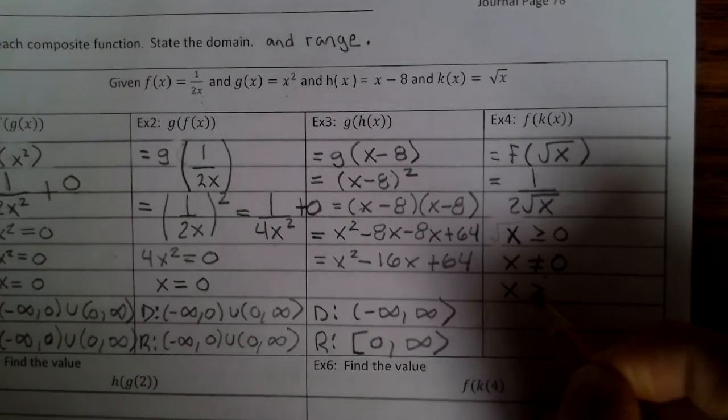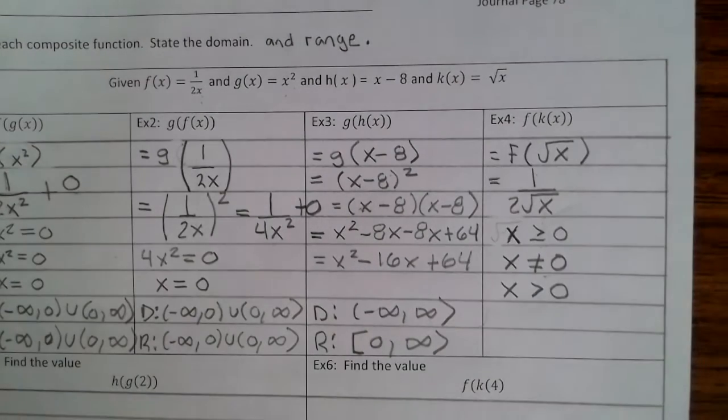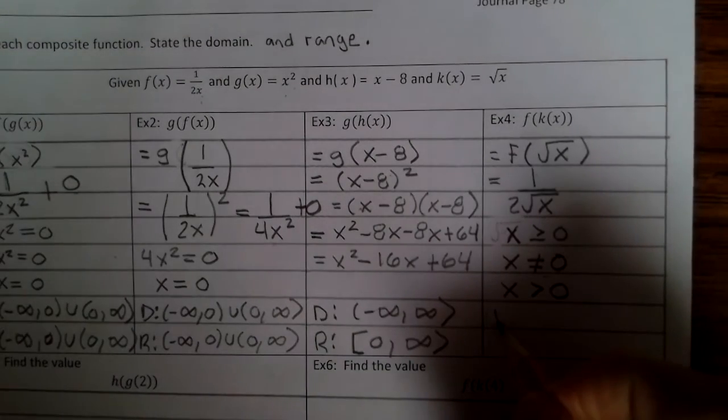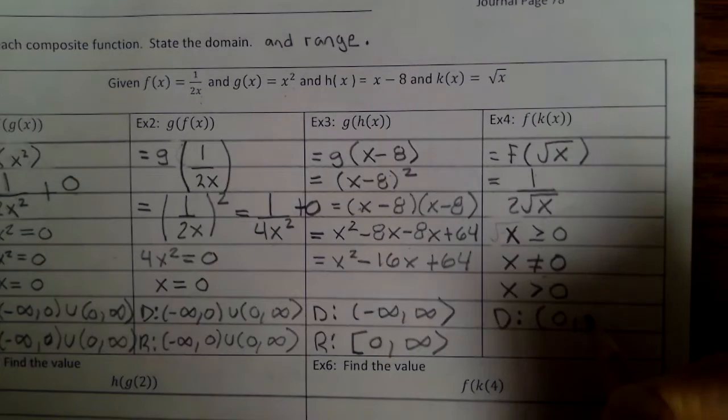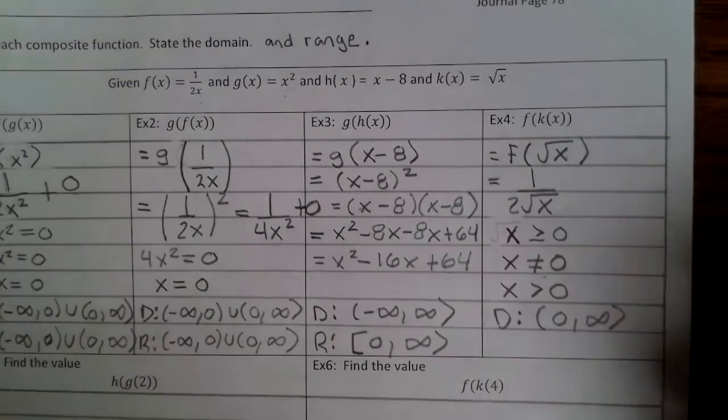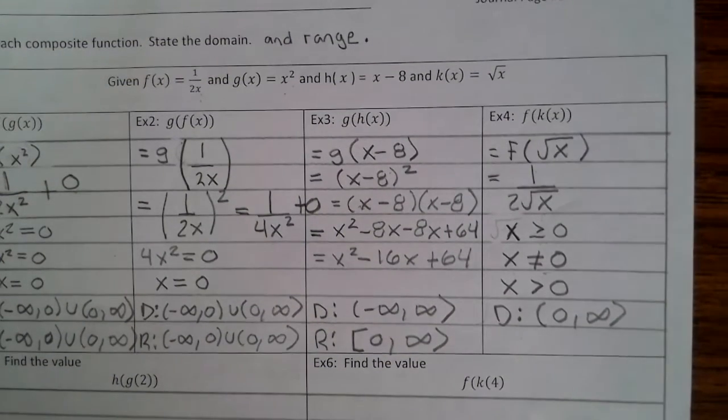Now with that said, for domain, that means domain is parentheses 0 to infinity. Now, this is somewhat of a complicated graph because you have a square root in the denominator. So for the range, let's go ahead and take a look at the graph and see what happens.